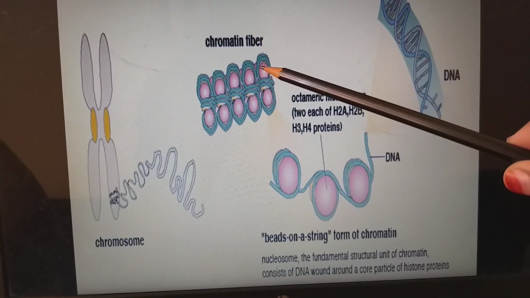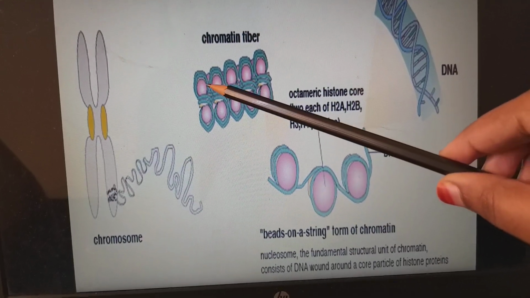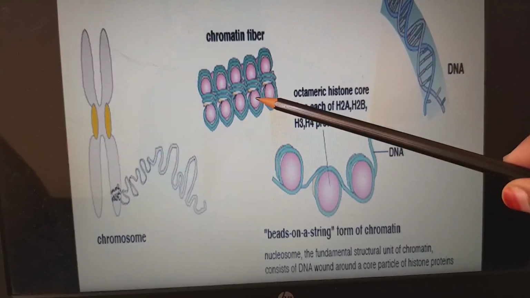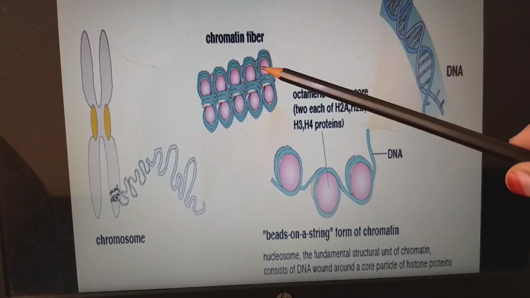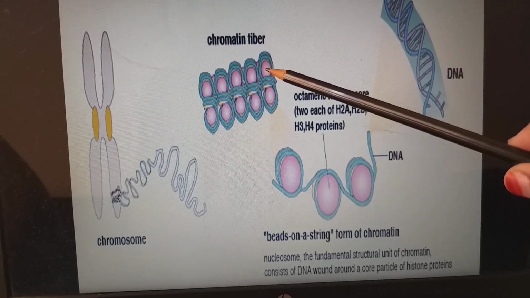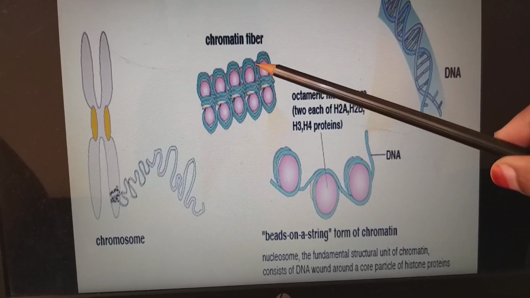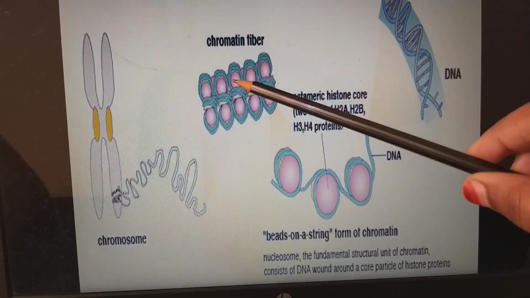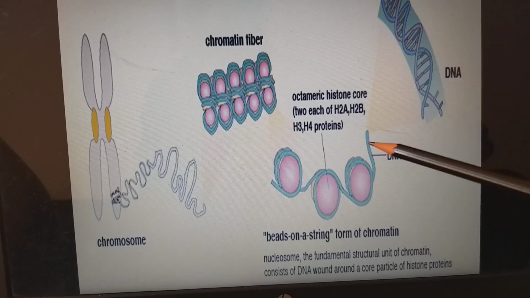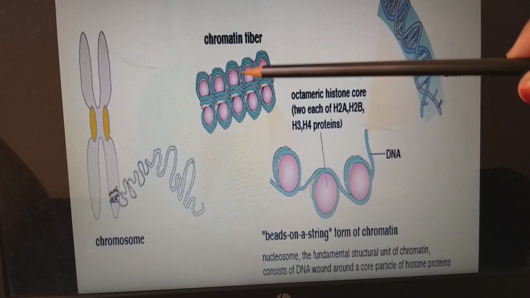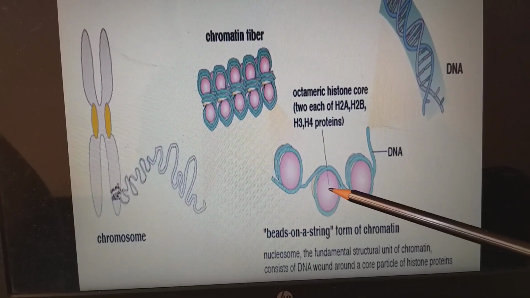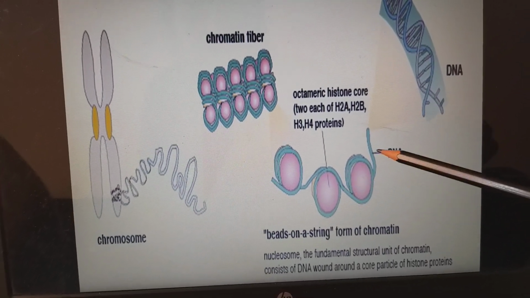So in this we have many beads. These beads we call nucleosomes. Here we can see the histone proteins as well as the DNA. This blue colored part is the DNA, and here we have the histone proteins. After unwinding this, we will get this bead and thread appearance.